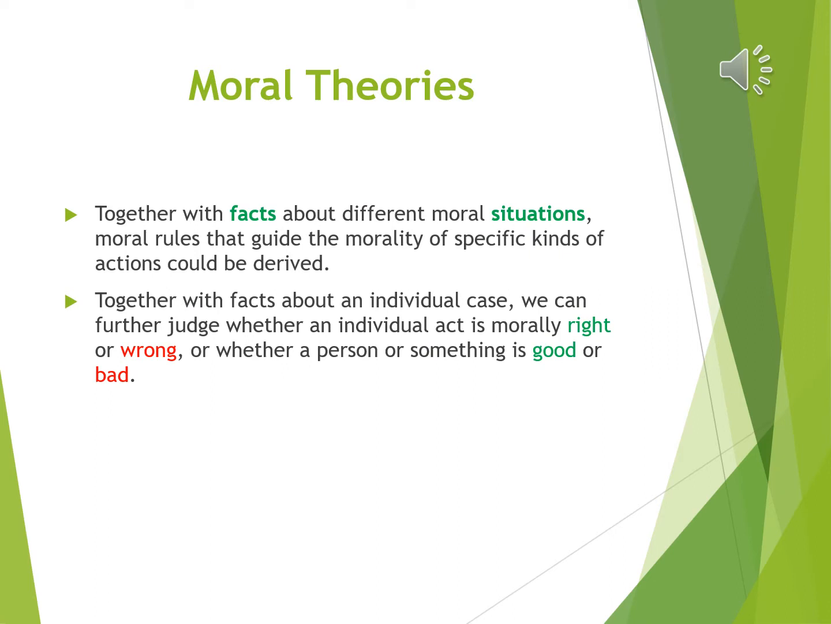Not just saying what moral theories are, but together with facts about different moral situations, moral rules that guide the morality of specific kinds of action could be derived. Together with the facts about an individual case, we can further judge whether an individual act is morally right or wrong, or whether a person or something is good or bad. So basically moral theories are telling us in what situation, under what facts, under what kind of conditions we should reach the decision of what is right and what is wrong.